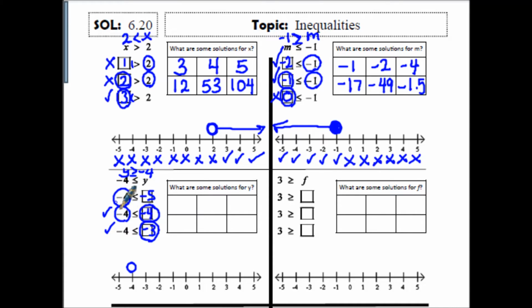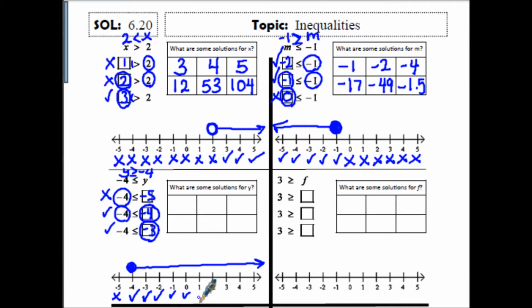And negative 3 is bigger, and that's what the inequality symbol is saying. And here it's saying negative 5 is bigger, and that is not true. So we know negative 5 is not a solution, negative 4 is, and negative 3 is as well. So since negative 4 is a solution, and negative 3 is a solution, we're going to fill in that circle and point our arrow to the right, because we want all of those y's to be greater than negative 4.